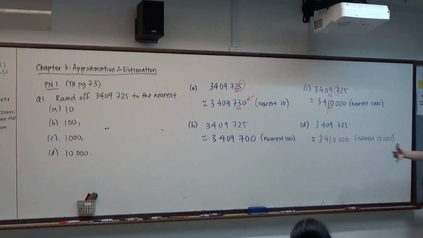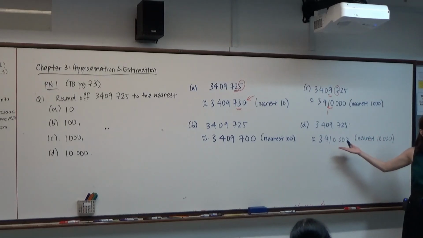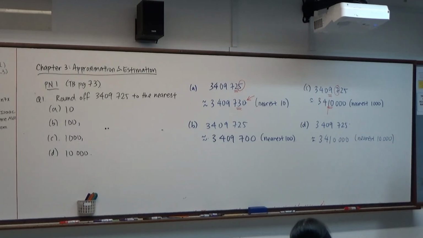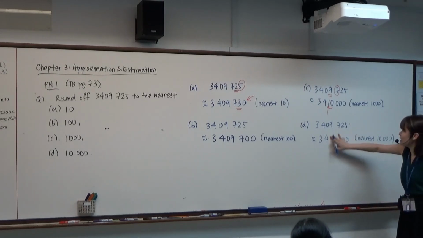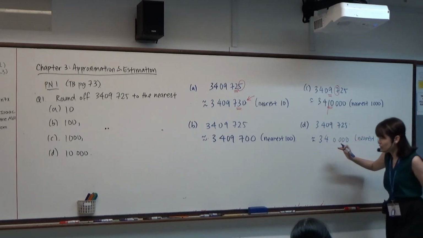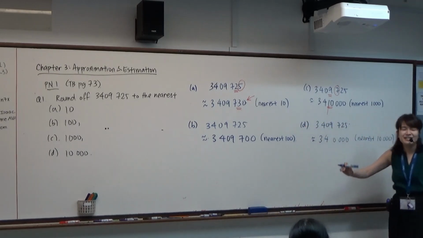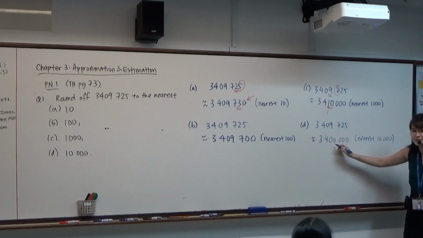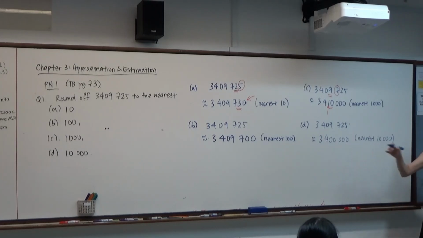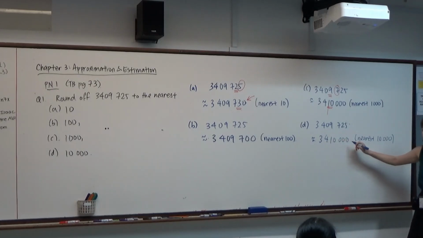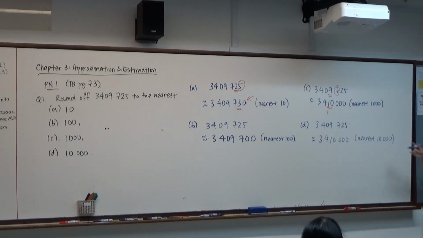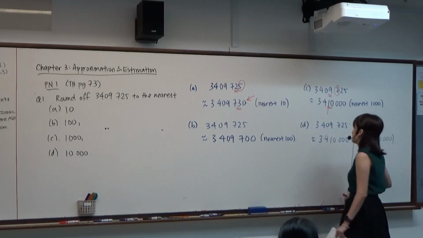Mika actually raised her hand also. Do you think this was the answer you wanted to say? What Jovi gave is 3,400,000, right? Then Mika, what was the answer you wanted to give? 3,410,000. So Jovi, what do you think? Okay, so you're right.